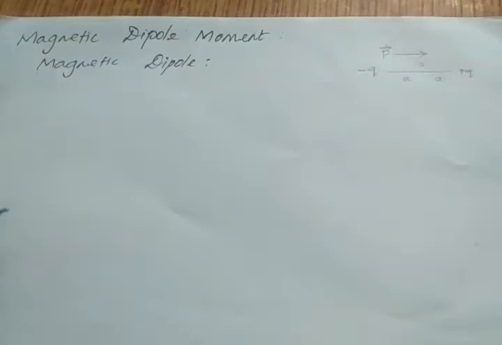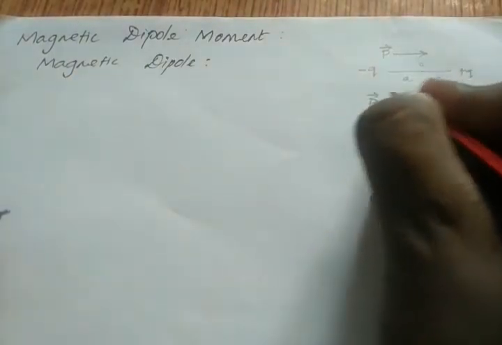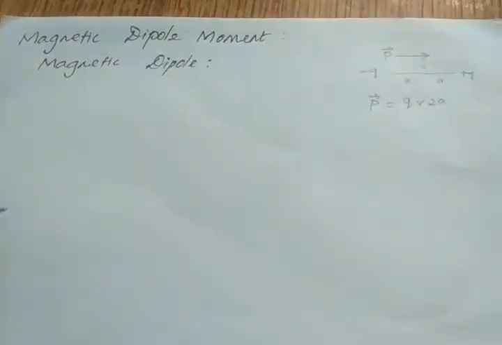This is an electric dipole, right? The electric dipole moment always points from the negative charge to the positive charge. So this is the direction of the electric dipole moment. The electric dipole moment is P equal to the magnitude of any one charge times the distance between the two charges, P equal to Q into 2a. Can you remember? We studied this in the first chapter.